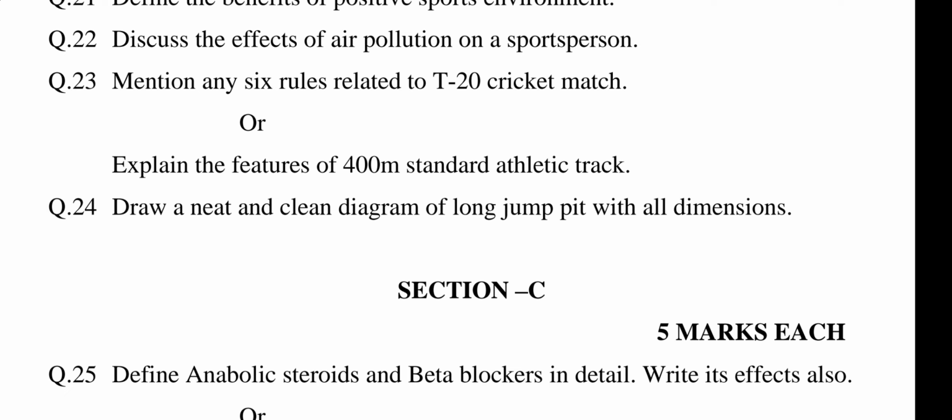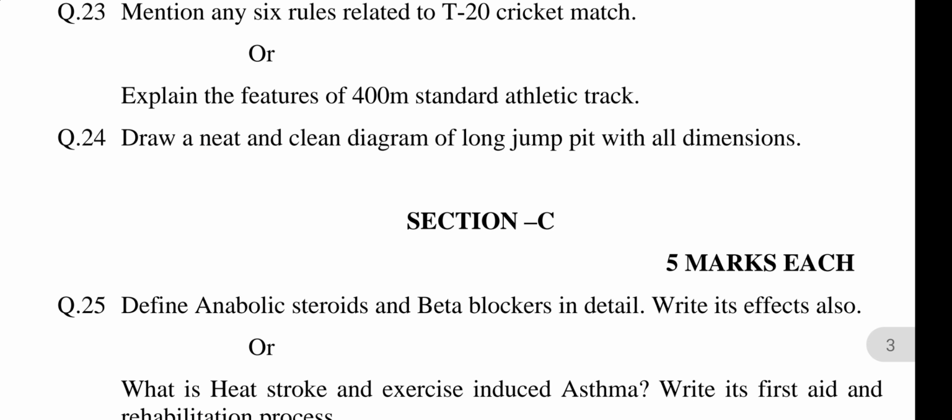Question number 23. Mention any 6 rules related to T20 cricket match. This question is related to chapter number 7, Concept of Major Games and Sports. The answer may be: the 6 rules related to T20 cricket match are as listed below. Number 1, there are 20 overs only for each team. 2, each bowler is restricted to a maximum of 4 overs.